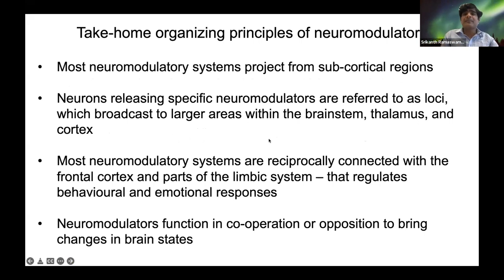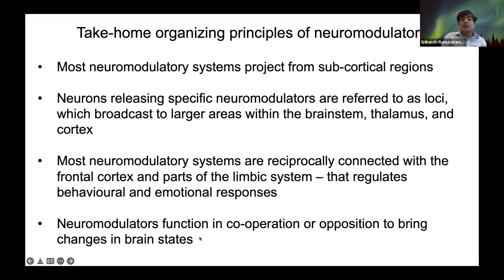So some take-home organizing principles of neuromodulators. Most neuromodulatory systems project from subcortical regions. They release neuromodulators from certain subcortical loci that broadcast to larger areas within the brainstem, thalamus, or the cortex. So neuromodulatory systems are reciprocally connected with the frontal cortex and parts of the limbic system that regulate behavioral and emotional responses. So whenever we feel happy or we feel low, any behavioral or emotional change is always due to the function of a certain neuromodulator.